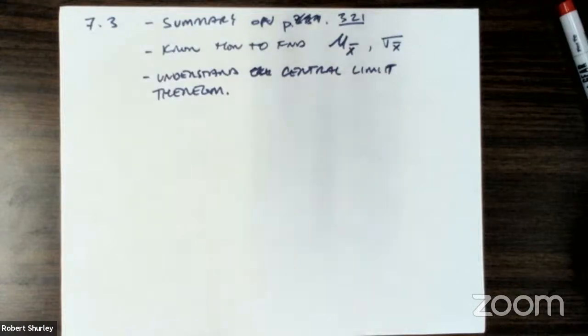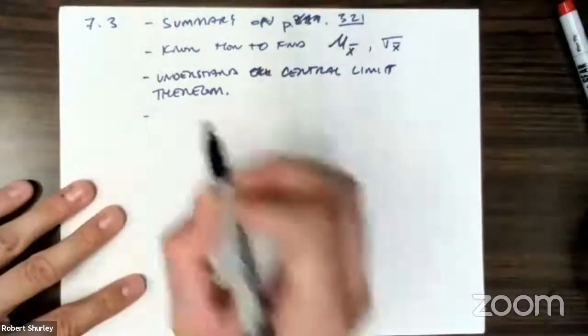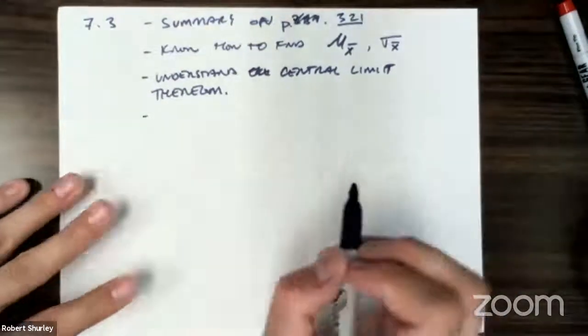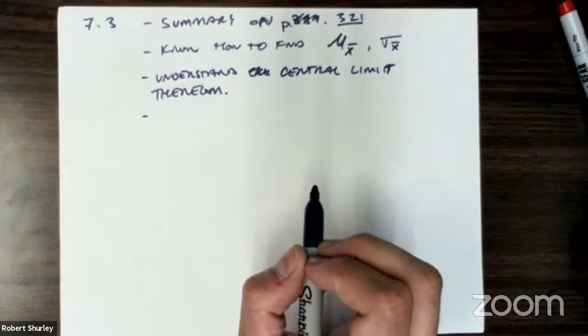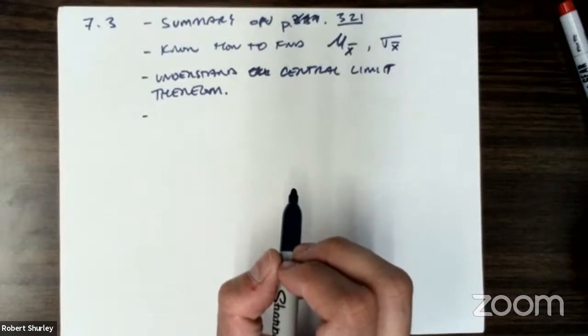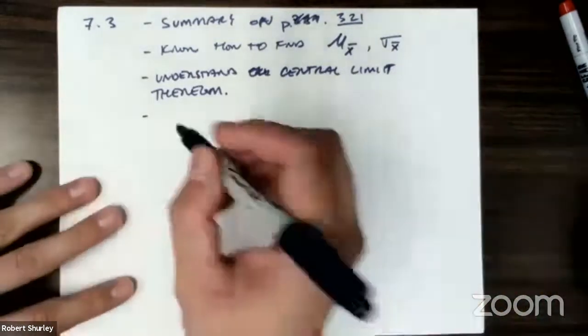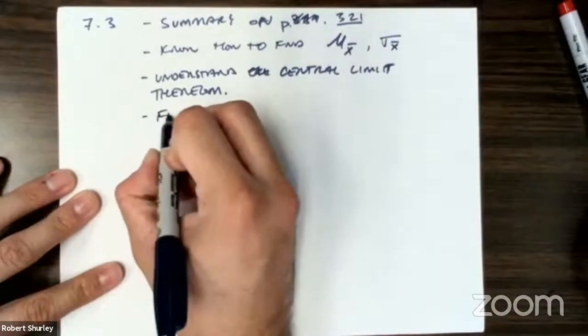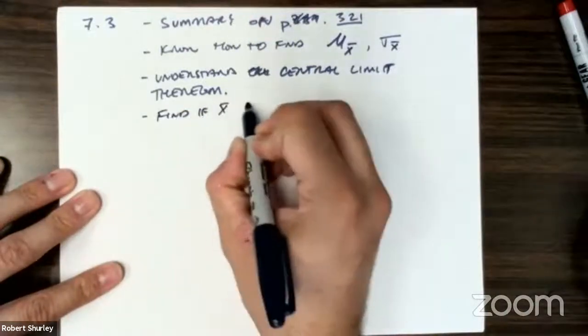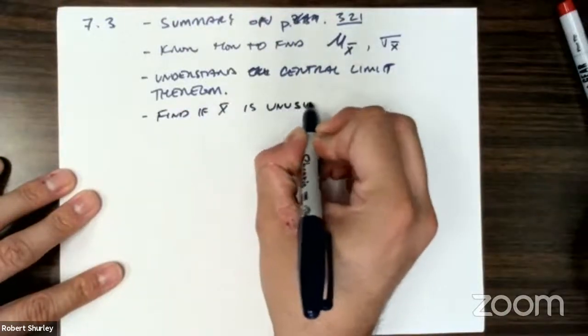And then, okay, so for homework, this wasn't a long section. I think the next few aren't long. Oh, we've got the unusual thing too. It pops up. This is on page 324. It says using the central limit theorem to determine whether a given value of X bar is unusual. Find if X bar is unusual.